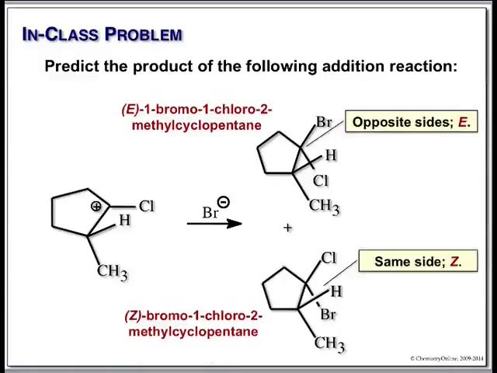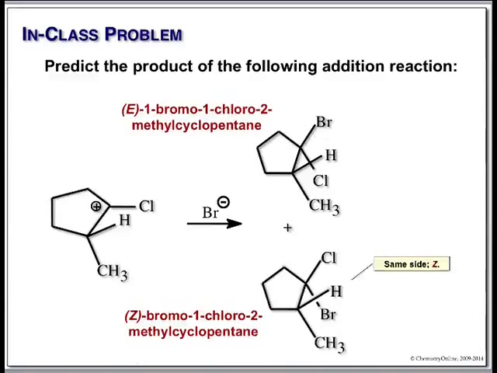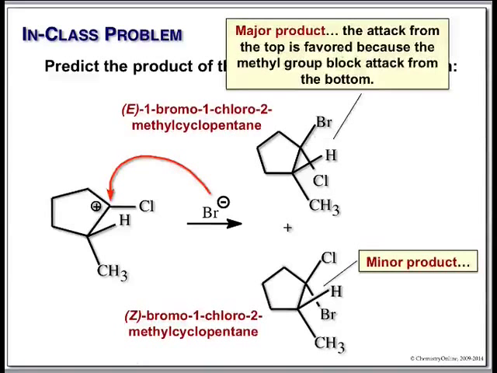Stereochemistry here. Bromine and methyl, both the highest priority. This is E stereochemistry. Here, bromine and methyl, highest priority, same side, it would be Z. This is the major product because this is the path of least resistance. Organic chemistry: always go for the most stable intermediate and always take the path of least resistance.